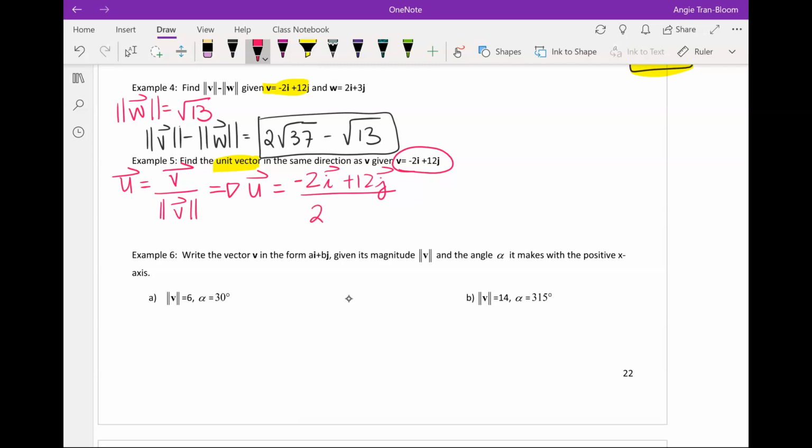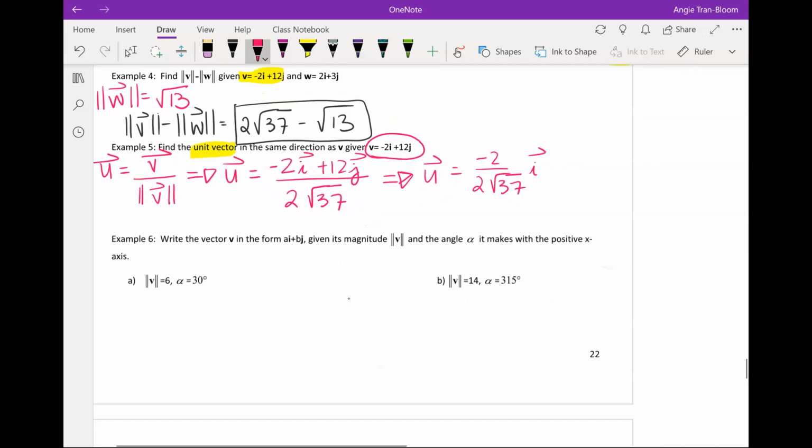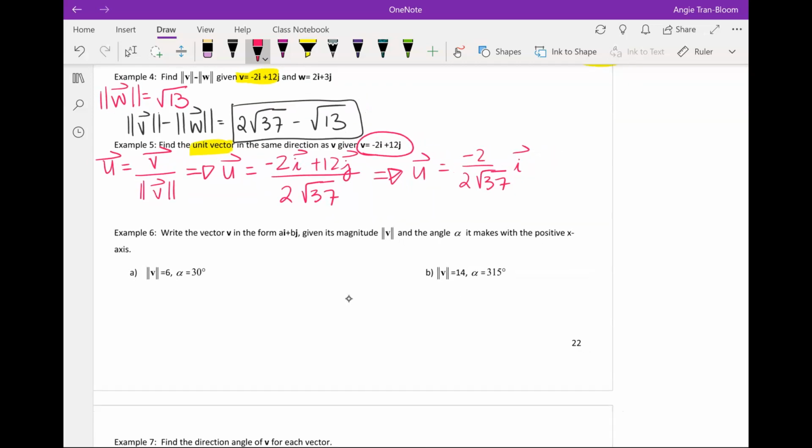That's right, 2 rad 37. No, you may not leave it like that. You have to break it up and make it pretty. Okay, so vector u equals negative 2 divided by 2 rad 37. And again, if you see that I'm writing a lot and you don't need all of these details, you can write whatever you need, okay?